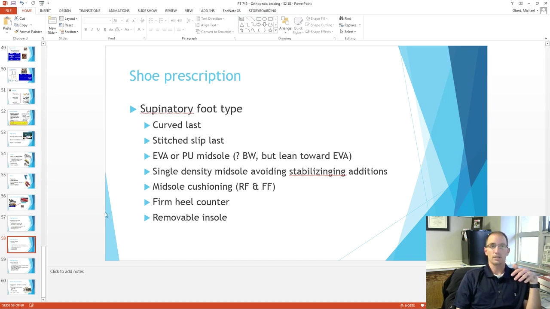The stitched slip last, where we have that stitch going all the way down the middle, is going to be a little bit softer on one side versus the other. It's going to allow them to pronate a little bit more. This is where we're looking at EVA, but more likely we're going to look at polyurethane to allow a little bit more cushion.